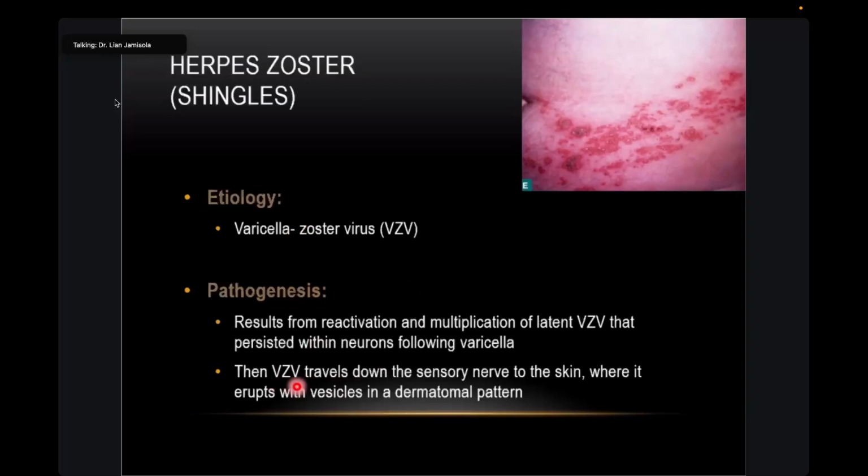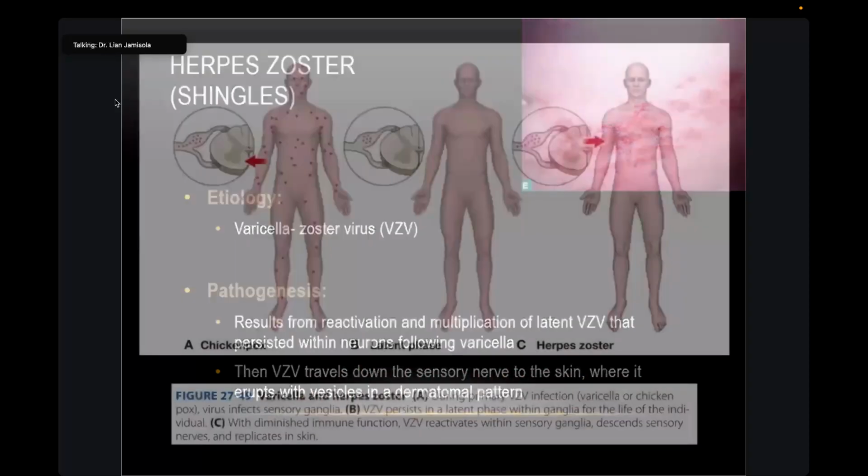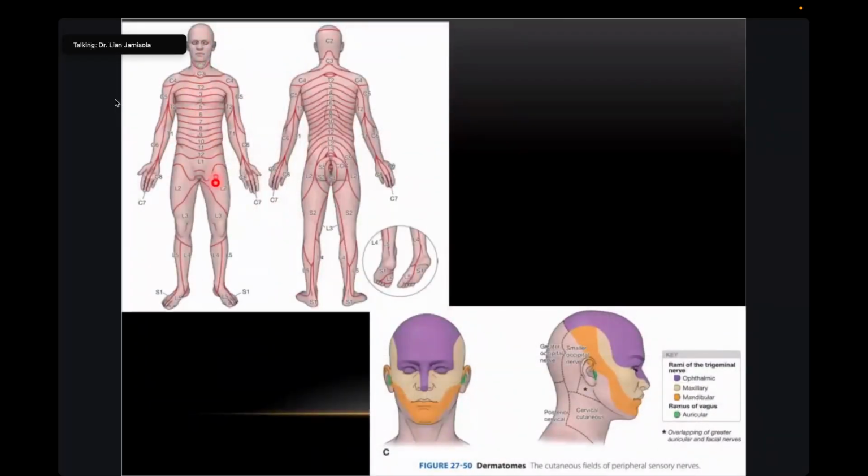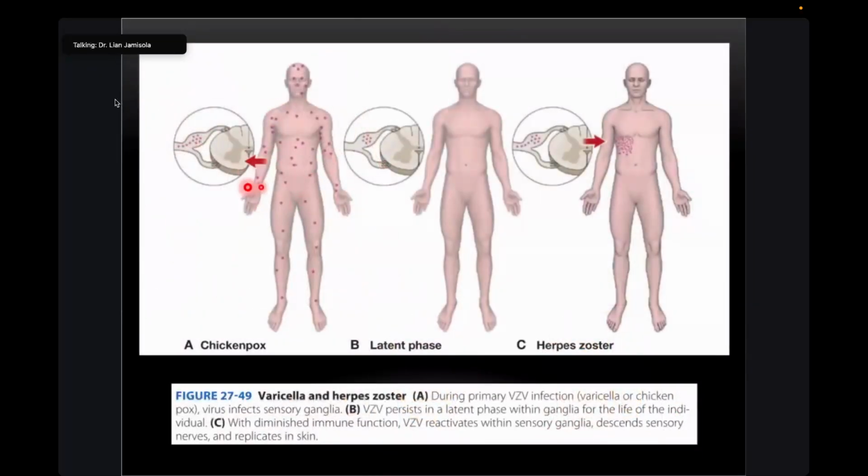So your VZV travels down the sensory nerve to the skin where it erupts with vesicles. This time, it's no longer generalized. It erupts in a dermatomal pattern. I'm sure you know your dermatomes, diba? In neuro. So, in your anatomy. So it will erupt in a dermatomal pattern and unilateral lang. Usually, it erupts in 2 to 3 dermatomes.